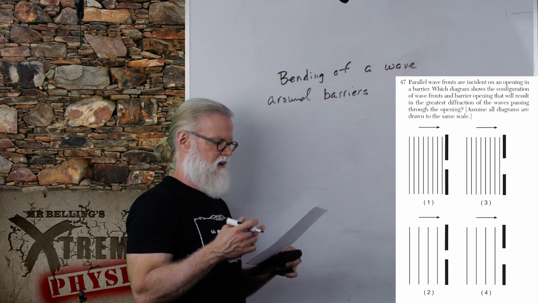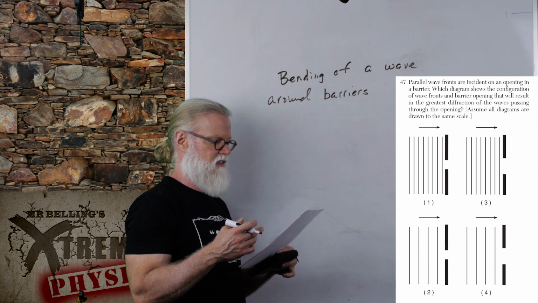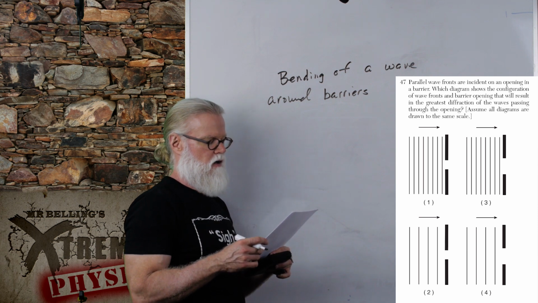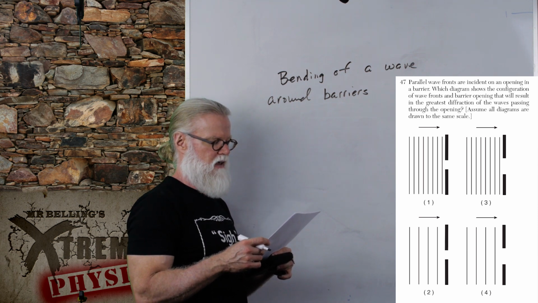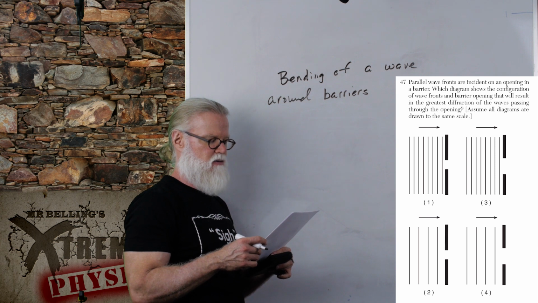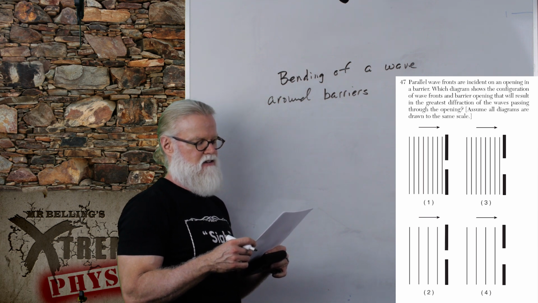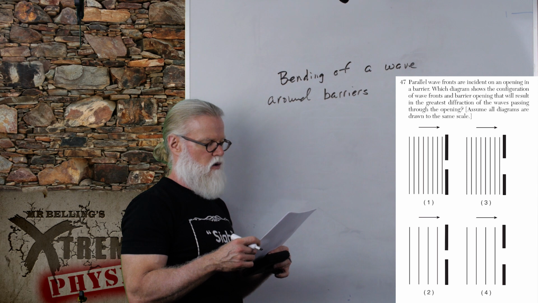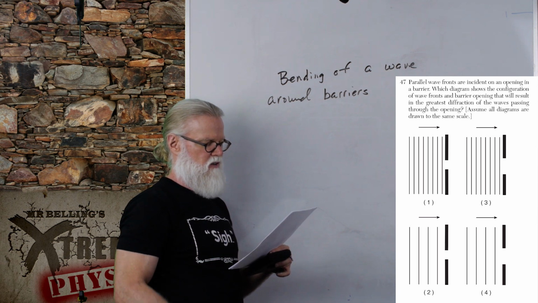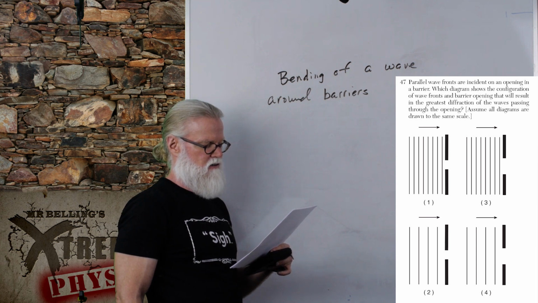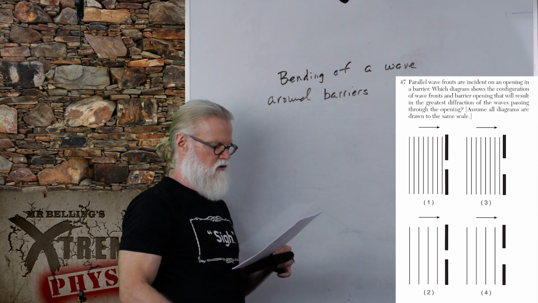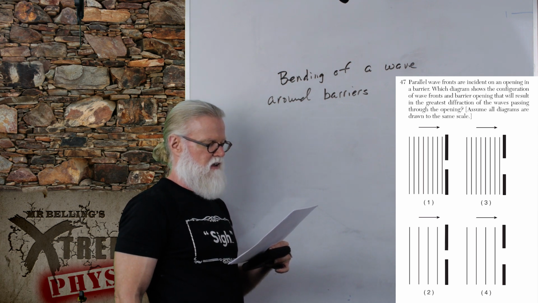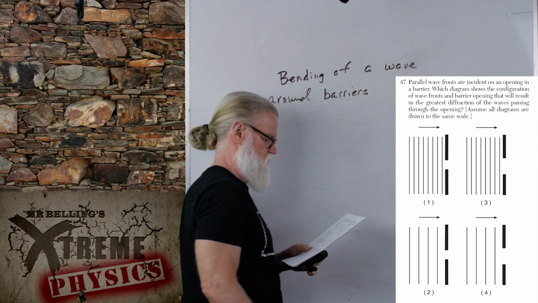So it's looking like 1 and 2 have the same size openings, and they're smaller than 3 and 4. So 3 and 4 are out of the question in this case because those are larger openings. So 1 and 2. Which one is a smaller opening compared to a wavelength, right? And it looks like 2 is smaller. It looks like 2 is actually a little less than a wavelength, and 1 is larger than a wavelength. So the choice is 2.